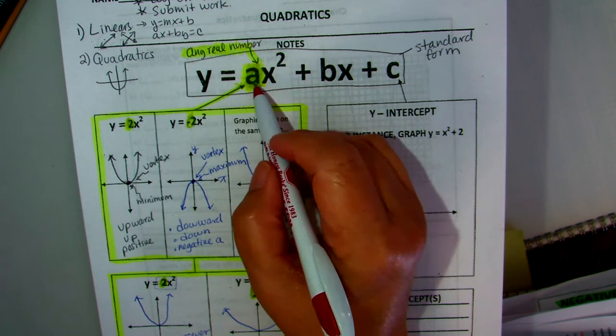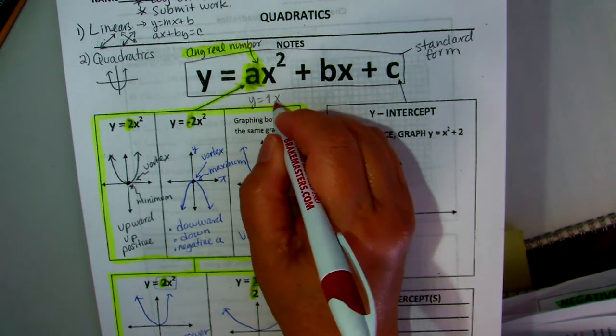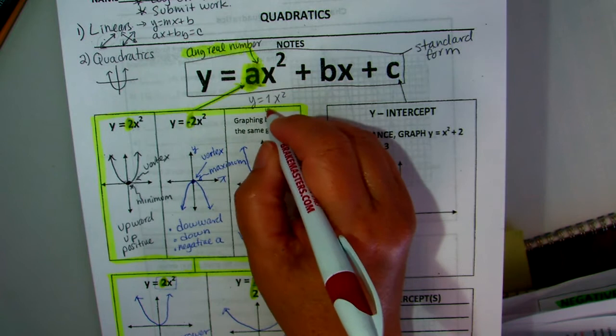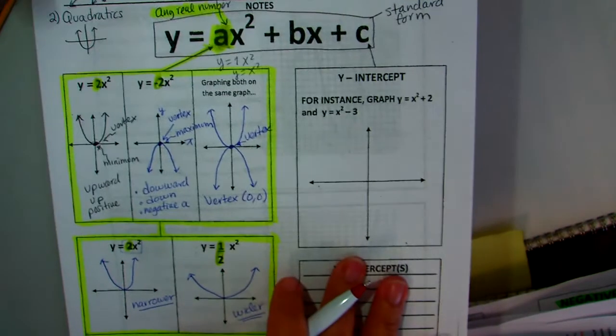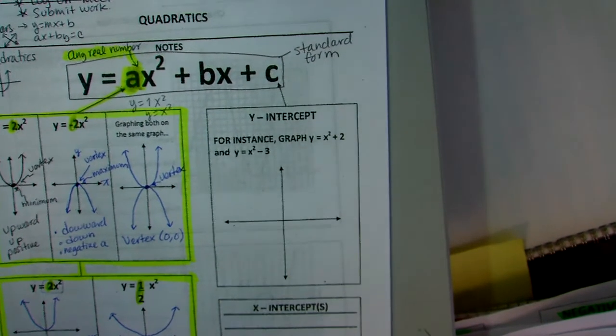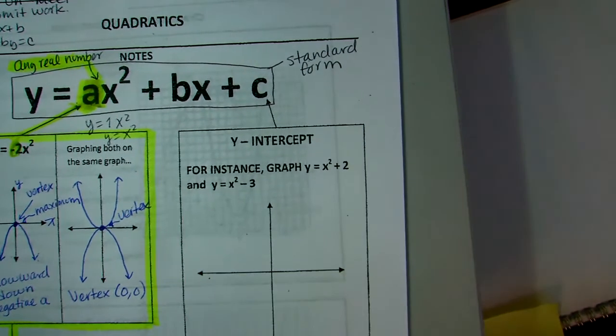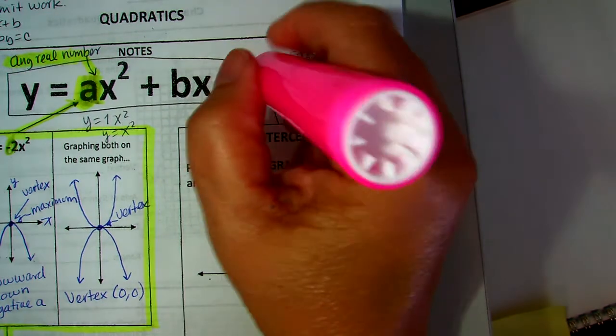Remember, what happens if the a is a 1? Then you just have what? If it's a 1, you have 1x squared. It means that it can be just x squared, all right? Now, let's talk about this little number right here. It's represented with the letter c. We're going to highlight it.